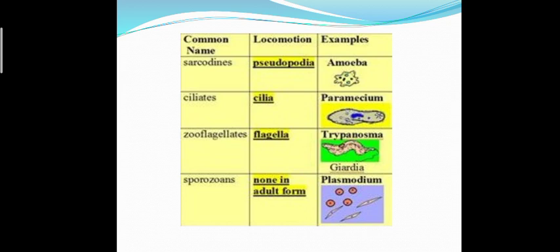Let's see the examples. Amoeba, it moves with the help of pseudopodia. Paramecium has small hair-like structures throughout the body. Trypanosoma is also called giardia. It has flagella for movement. And Plasmodium, which causes malaria in our body, is non-motile.